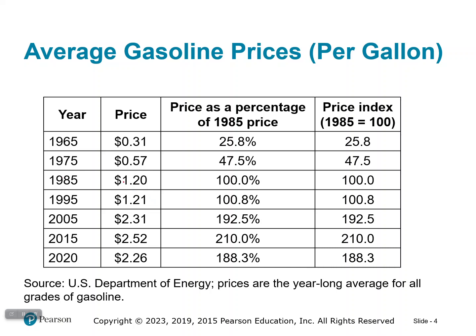So here we're using 1985 as our reference. So $1.20 for gas, per gallon of gas. That's our reference number. We call that 100, all right? 100 is average. So the gasoline had a price index of 25.8 in 1965. That means it was like 25% of the gas price in 1985, whereas in 2015, the price index was at 210 because the price of gas in 2015 was 210% of the price of gas in 1985.